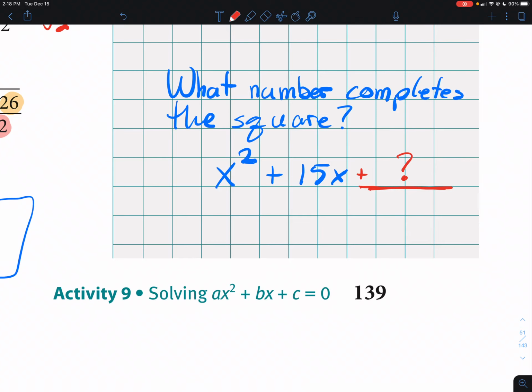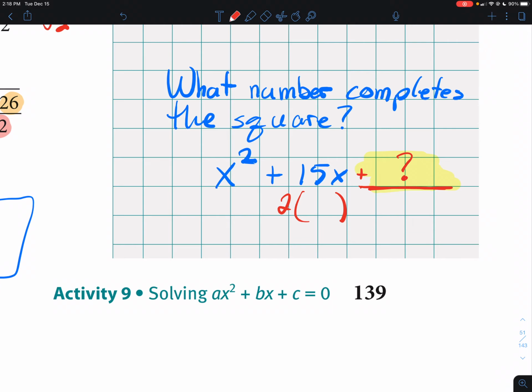Okay, this is part 3 continued, lesson 9-1 part 3 continued, and at the end of the last video I left you with this question. What number completes the square? So it's like we talked about. 2 times what gives us the number in the middle?